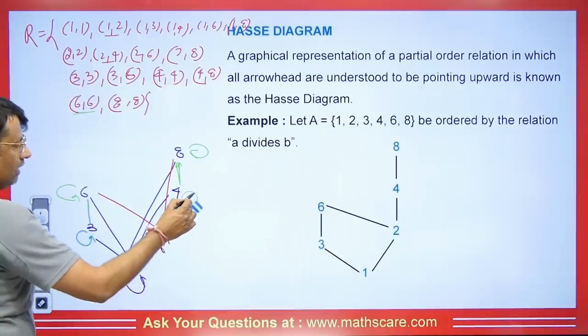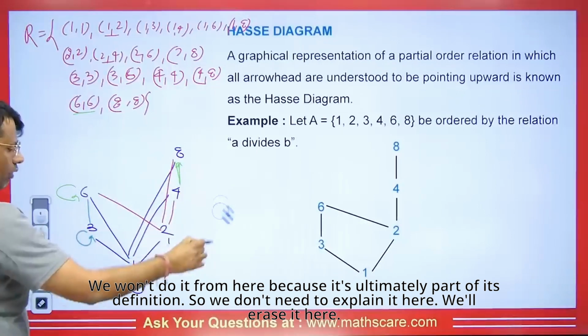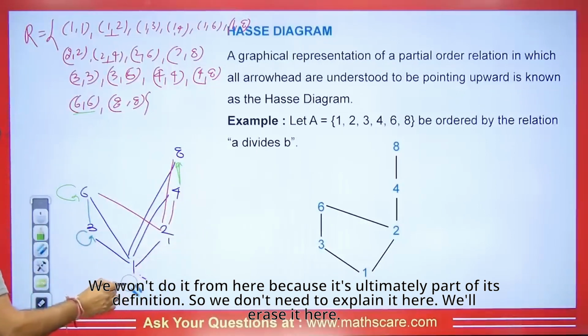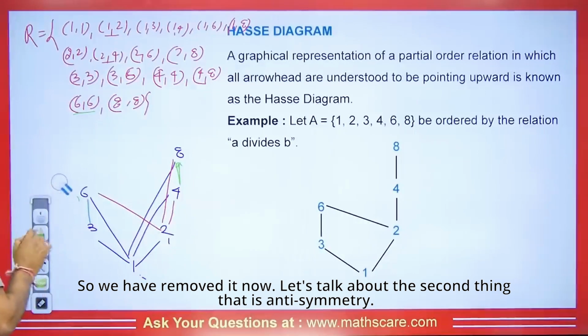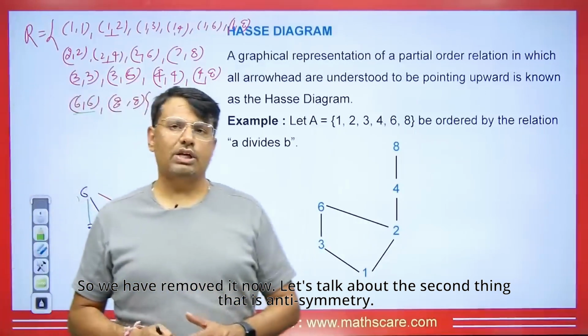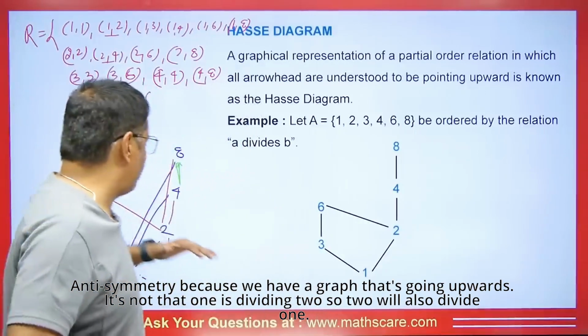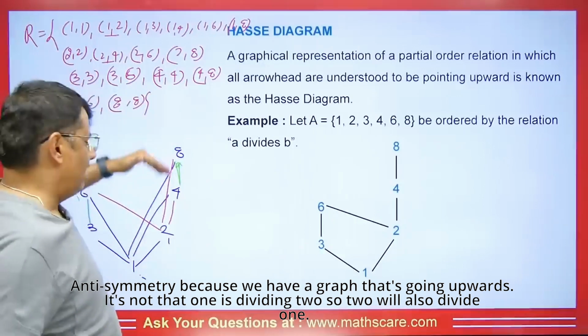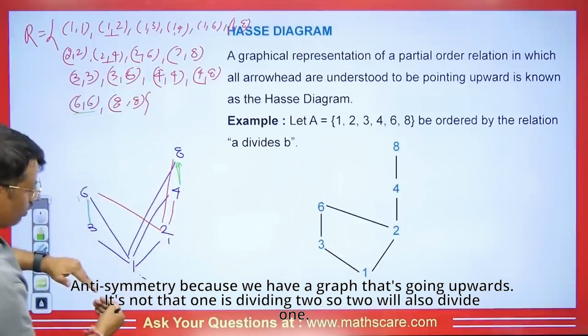It's in the definition. We won't draw it here because it's ultimately part of its definition, so we don't need to explain it here. We'll erase it, so we have removed it now. Let's talk about the second property, that is antisymmetry. Antisymmetry, because we have a graph that's going upwards. It's not that if 1 divides 2, then 2 will also divide 1.